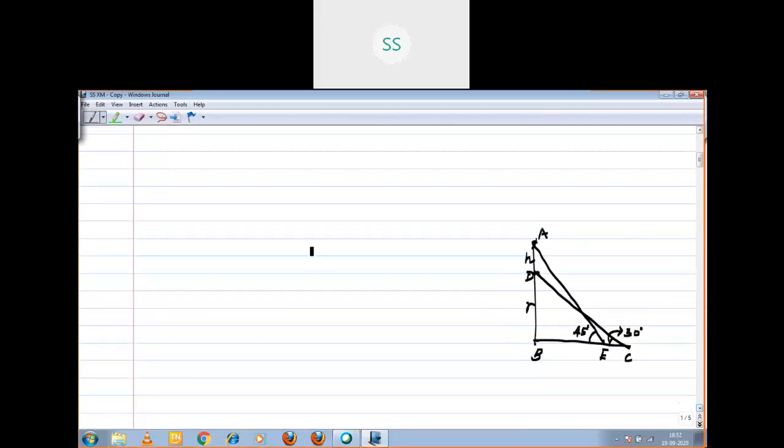Today I am going to discuss exercise 6.2 question number 5. I am going to read the question. You have to listen carefully, children. A flagpole of height H meter. AD is your flagpole, right? AD is the flagpole.